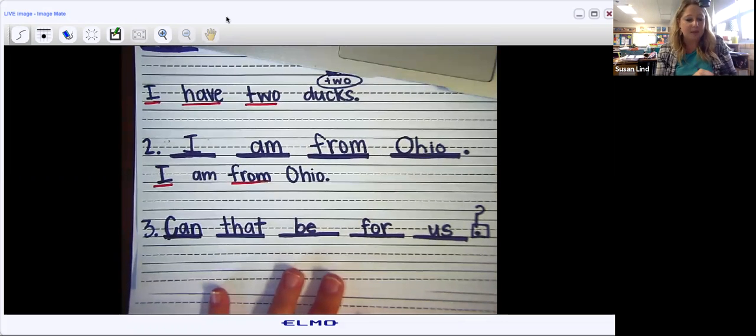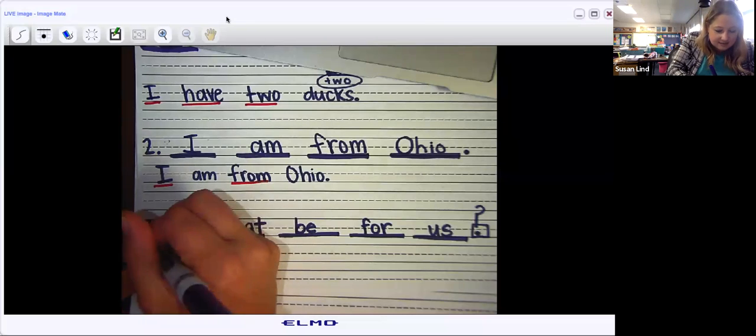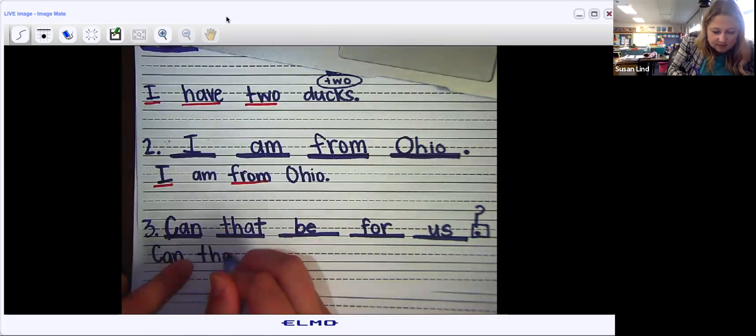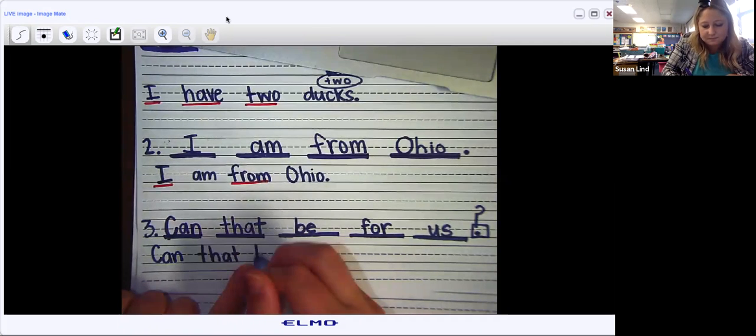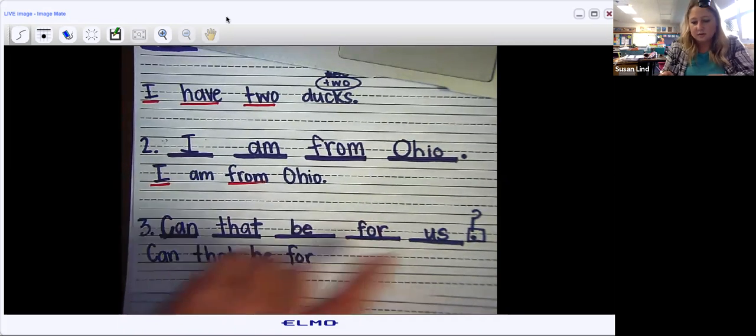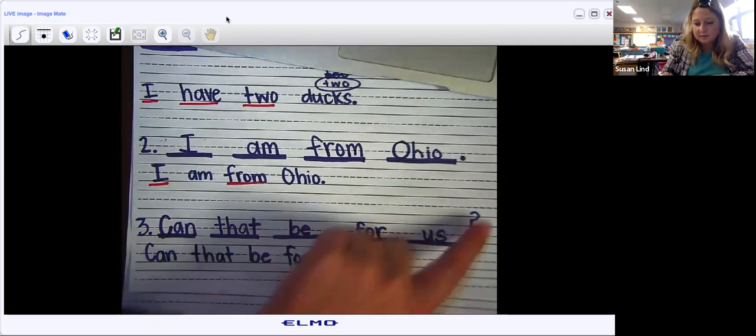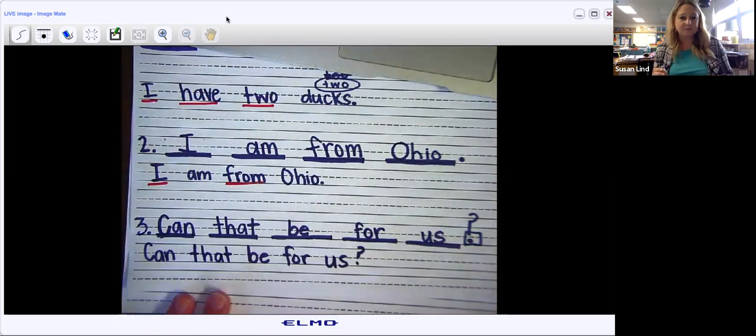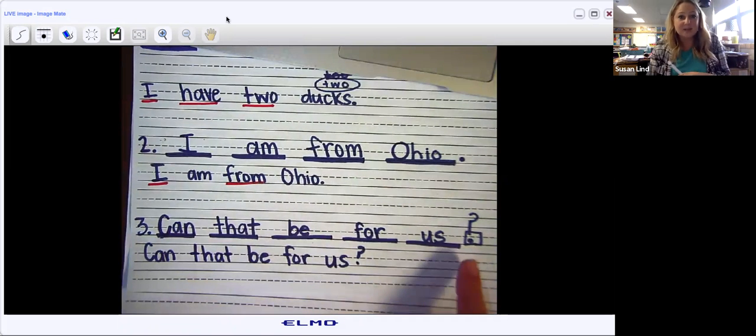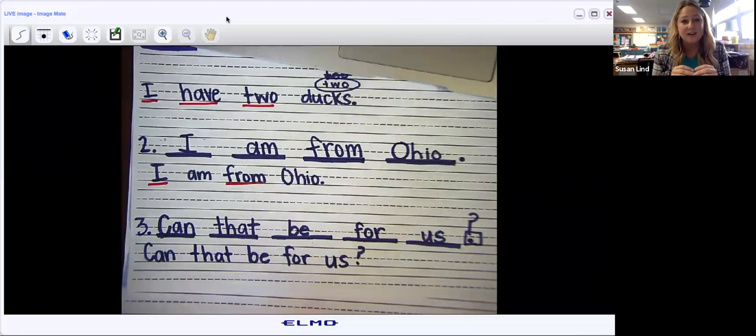All right, now I'm going to bring down my words and write it nicely. Can that be for us? Question mark. Notice that my second sentences are usually shorter than my first ones because I am making it look nicer and I'm pushing those words together, but still using spaces so that it comes out with my nicest handwriting and it looks nice to read.